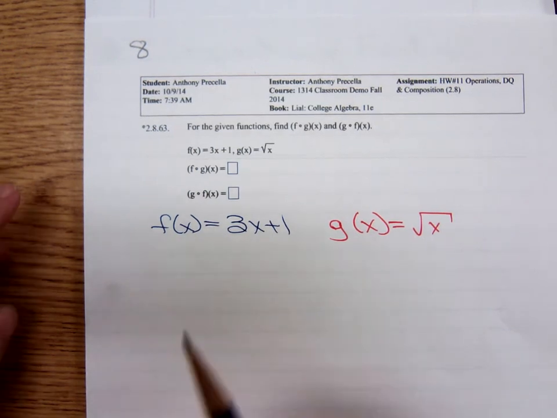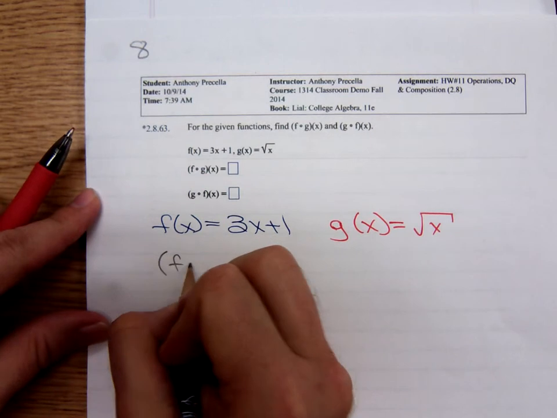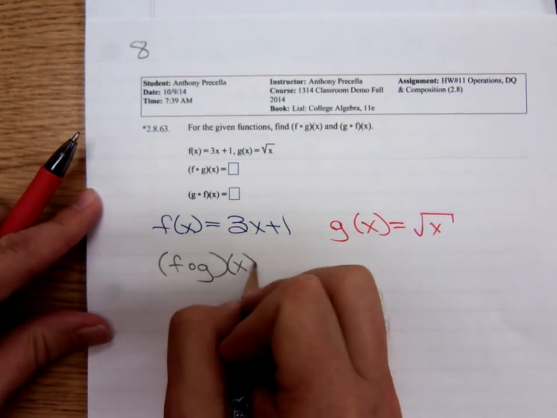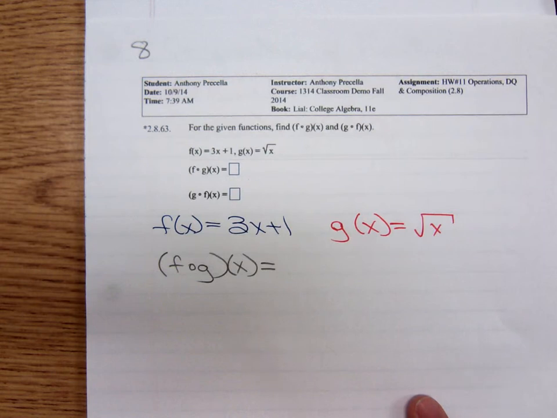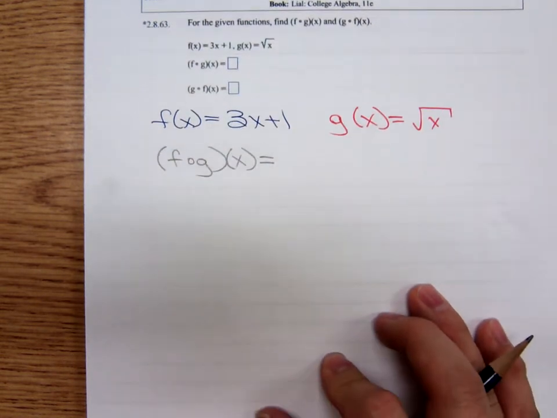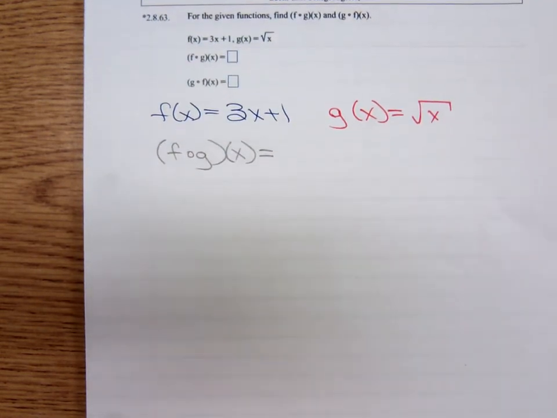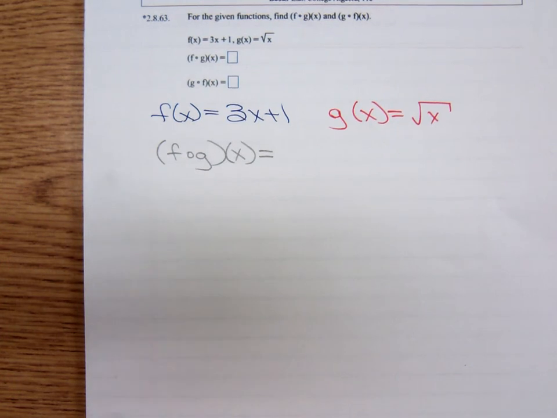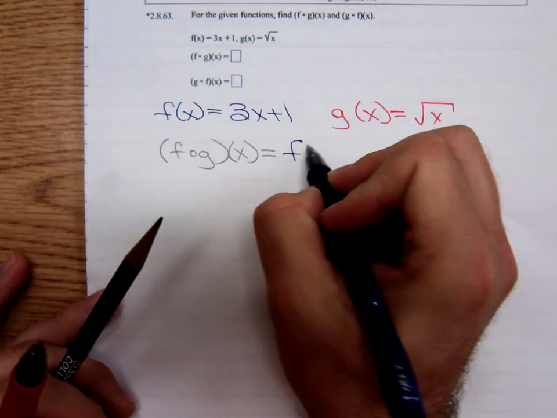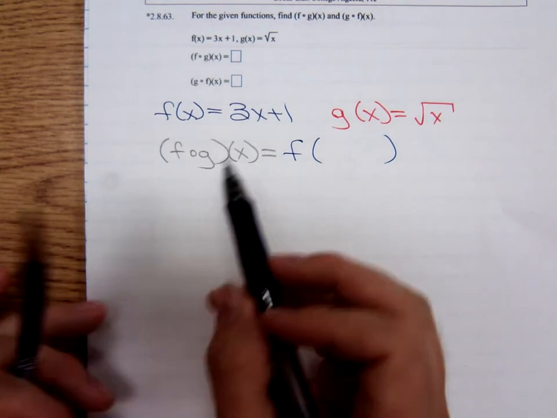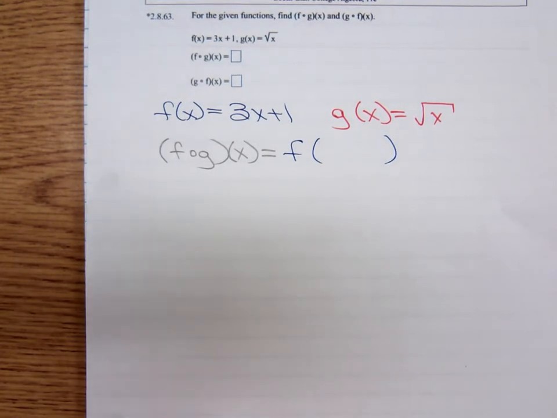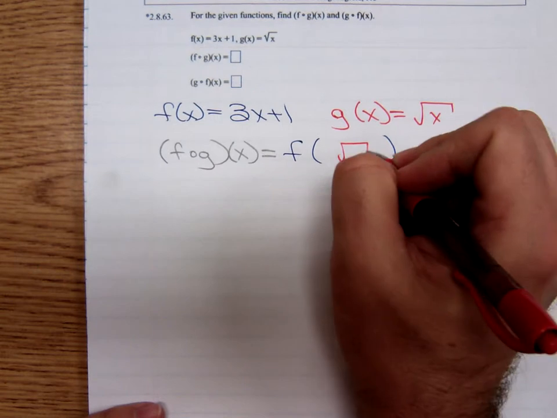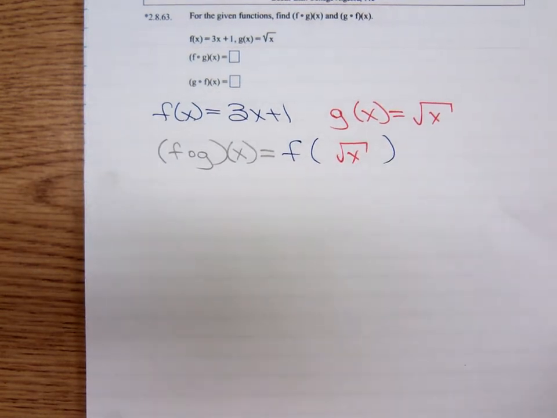So, f composed with g. What's on the outside? F is on the outside. G of x, and we know what g of x is. It's the square root of x on the inside. So what is that telling me to do? F of the square root of x says go to the function.